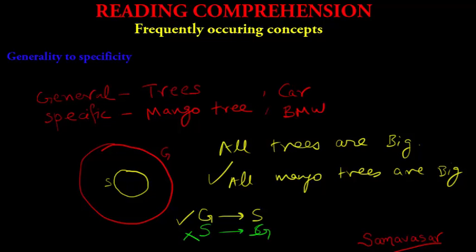So if, for instance, in the passage it's given that all professionals went for the run, and in the answer choices it's given that all doctors went for the run, then obviously it's true because all doctors are professionals. But on the other hand, if in the passage it's given that all doctors went for the run, but in the answer it's given that all professionals went for a run, that's not true. So that's the first concept of generality to specificity.